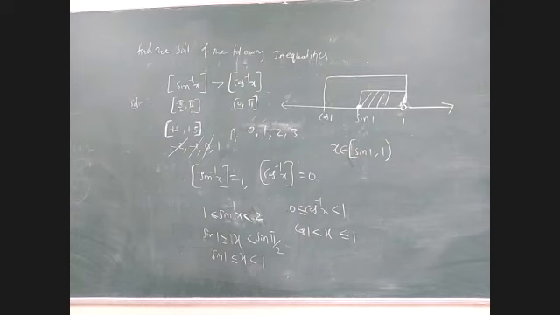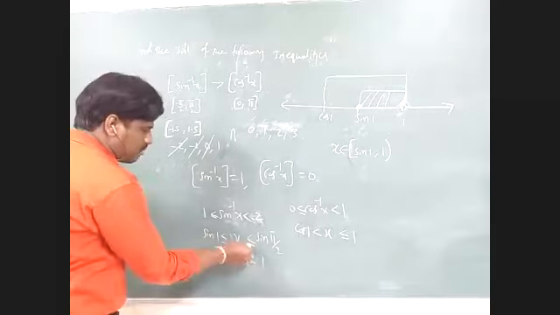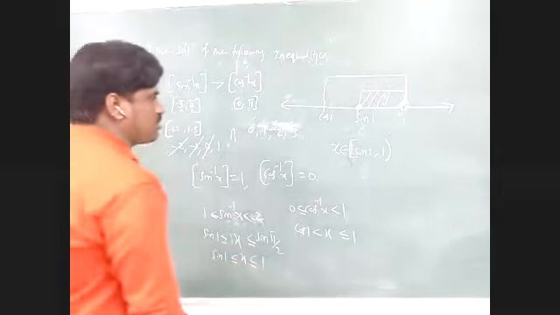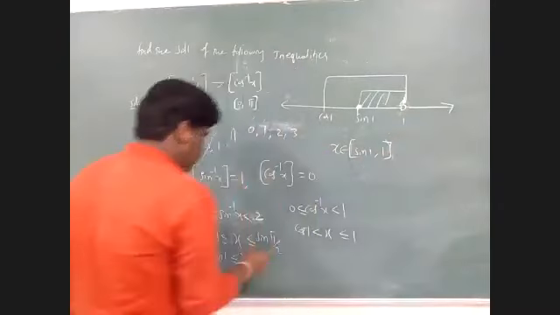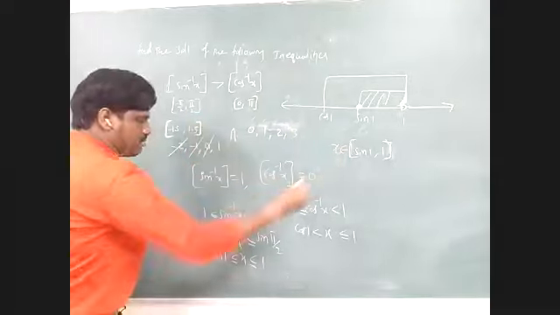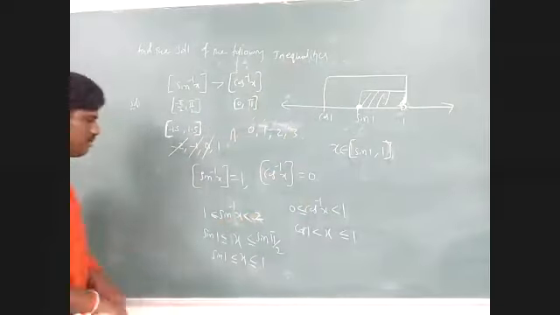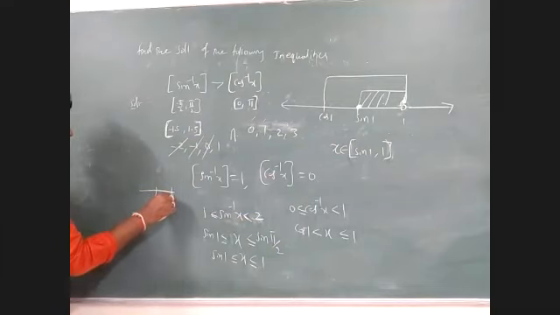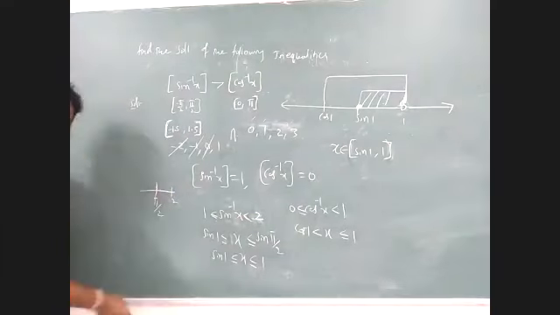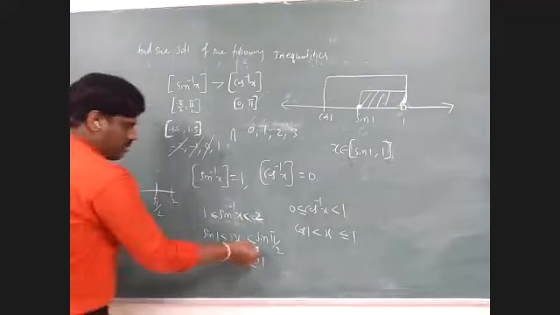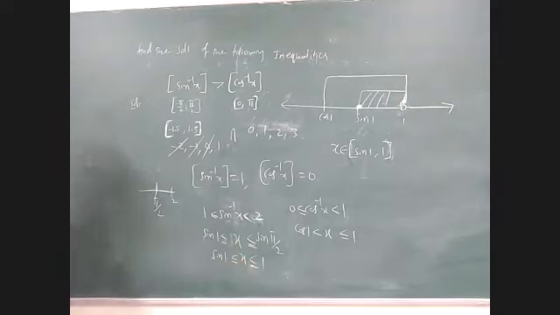Did you understand? Will 1 be closed or open? Here 1 will be open. One side is open means the other side will be... Excuse me, sir, I think sin pi by 2 we can include. Yes, sin pi by 2 will be closed, so here 1 is closed. Because 2 is crossing pi by 2, pi by 2 is included here. So the answer is x belongs to sin 1 to 1. Is it clear?